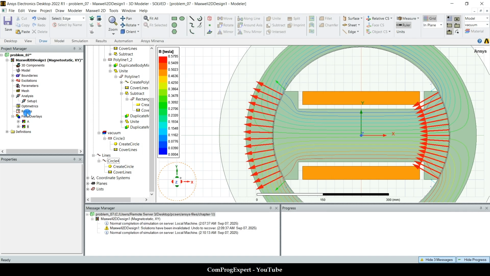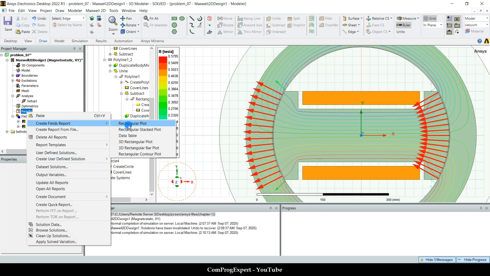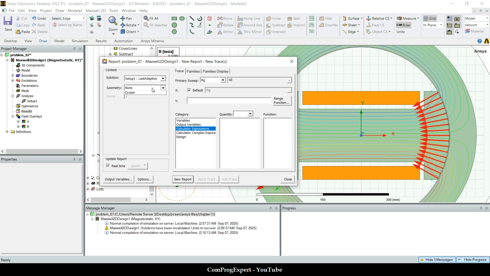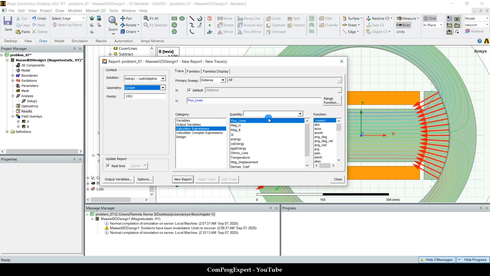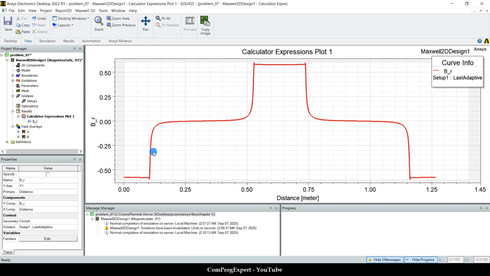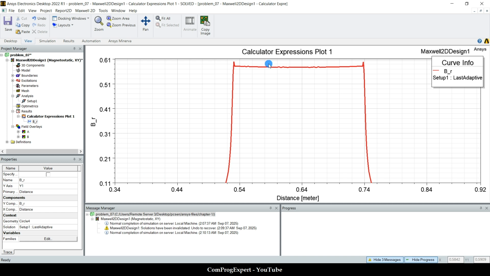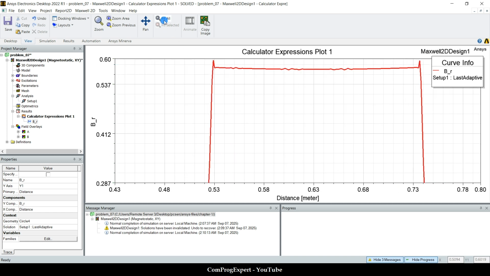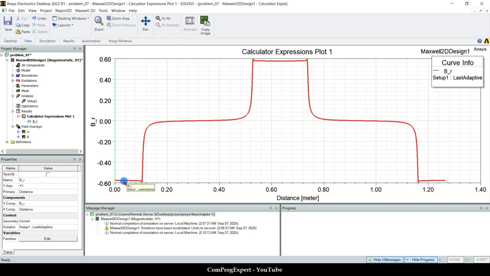Now I can generate this field plot. I can select circle for the distance. This is BR. Okay. So for this pole, the direction of the flux density is in this direction. The average value is positive. The average value here is negative. Okay, we have two poles.